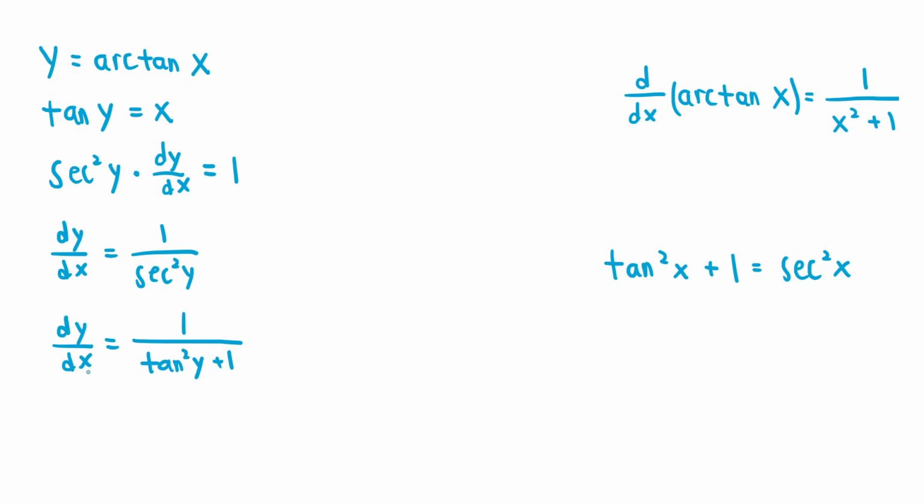This means we can replace the tangent squared of y with x squared to rewrite the right-hand side as 1 over x squared plus 1. This is good because now the expression for dy/dx is in terms of x instead of y, which is what we want. So since we set y equal arctan of x and dy/dx equals 1 over x squared plus 1, this means the derivative of arctan of x is 1 over x squared plus 1.